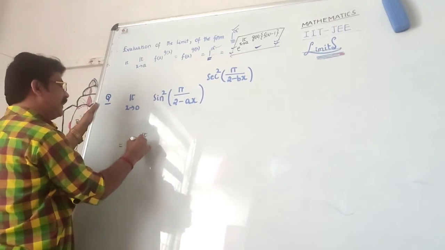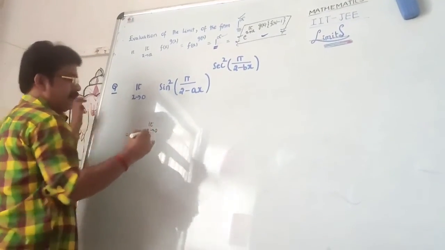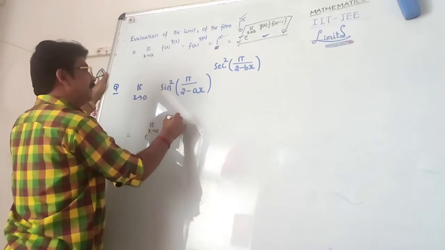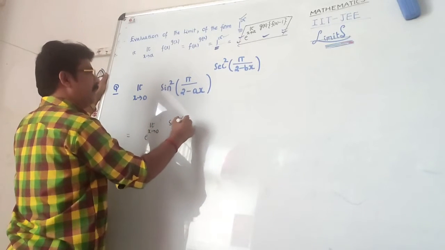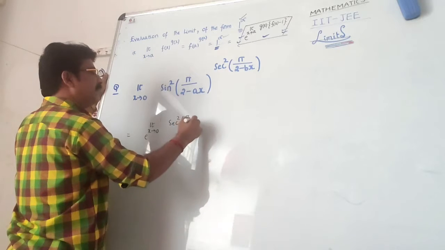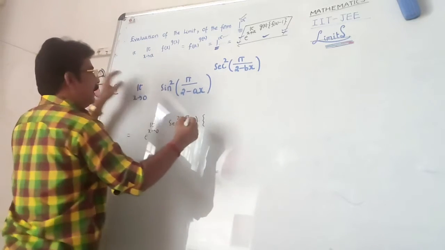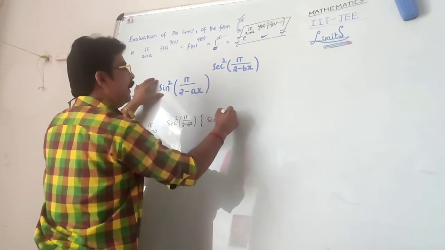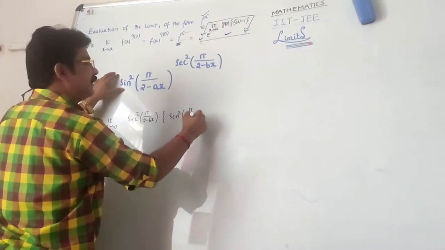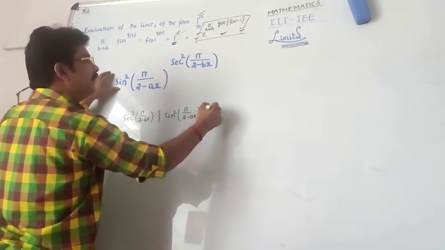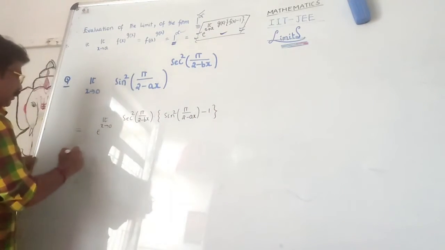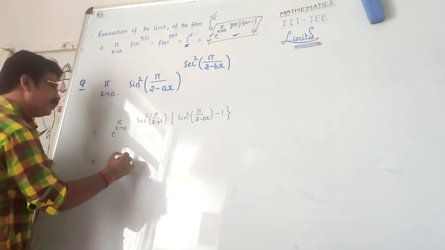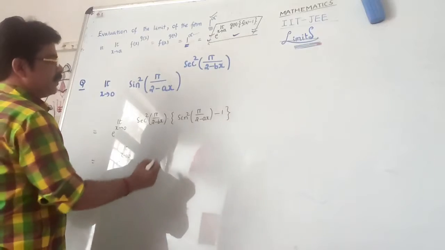limit x extends to 0, z of x. Z of x means it is secant square of pi by 2 minus bx into f of x. F of x means sin square of pi by 2 minus ax minus 1, just like that. Okay, that is equal to e power limit x tends to 0.